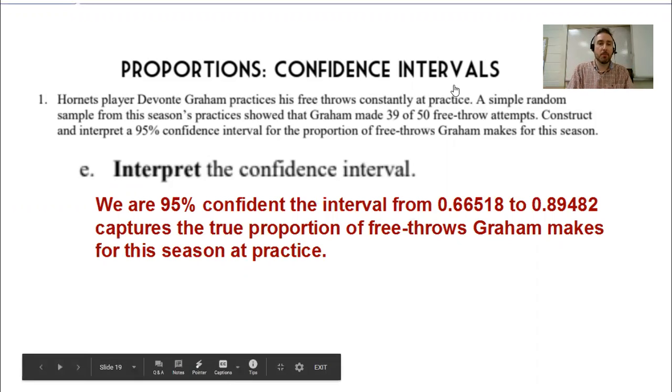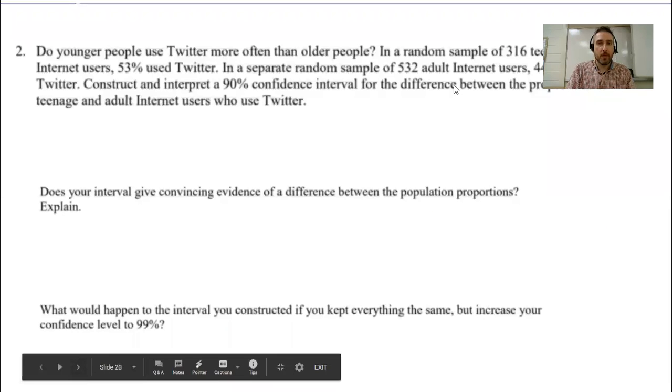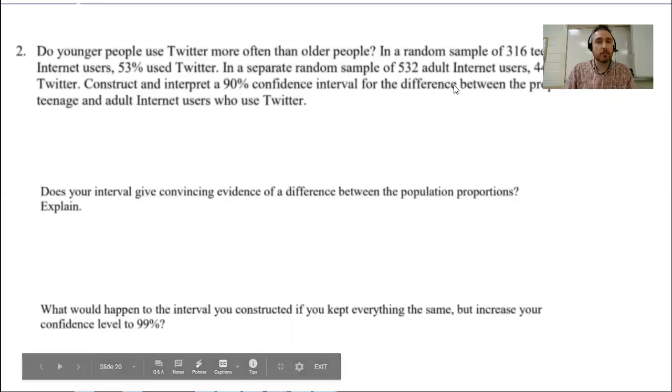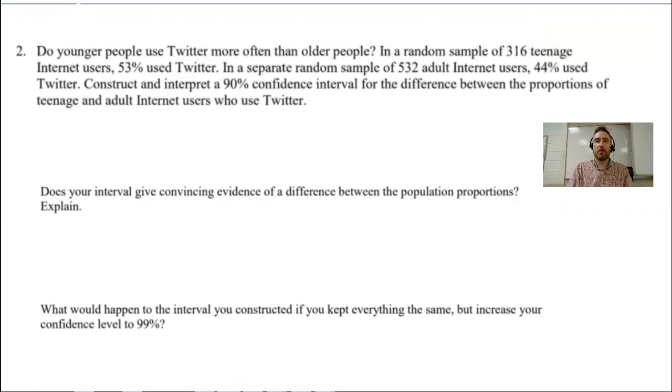On to question 2. Okay, question 2 has a few parts. Do younger people use Twitter more often than older people? In a random sample of 316 teenage internet users, 53% used Twitter. In a separate random sample of 532 adult internet users, 44% used Twitter. So there's a difference. Construct and interpret a 90% confidence interval for the difference between the proportions of teenage and adult internet users who use Twitter.